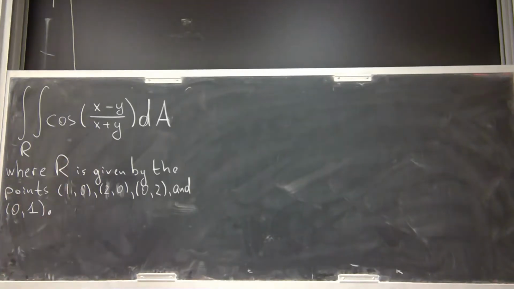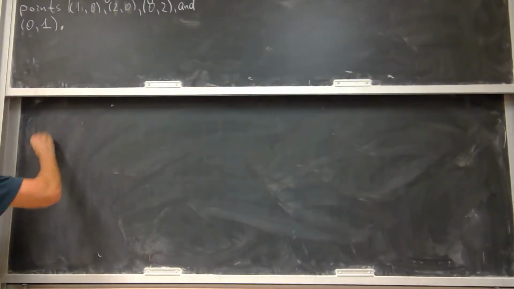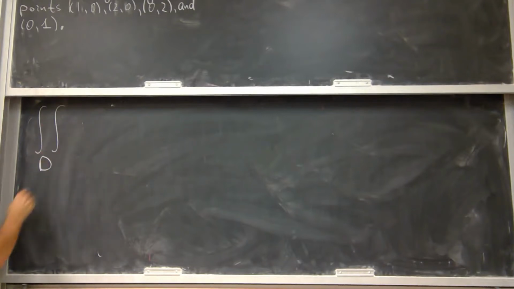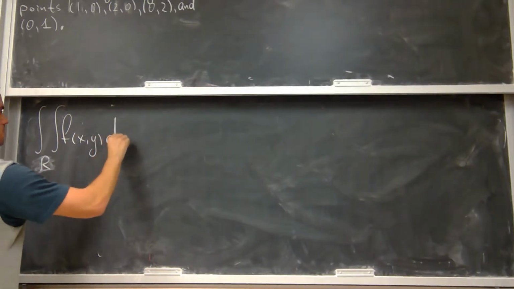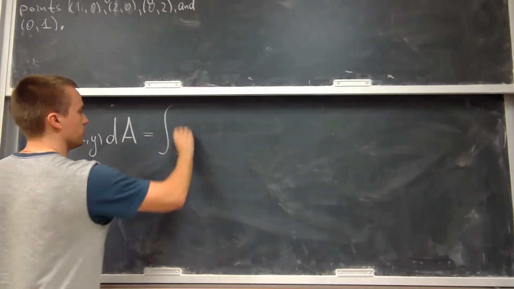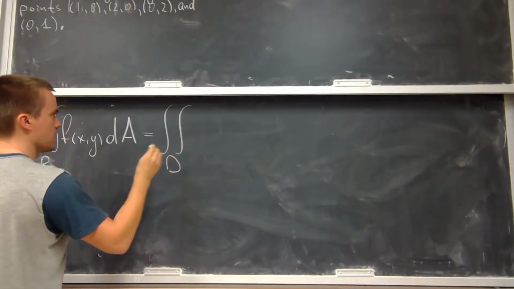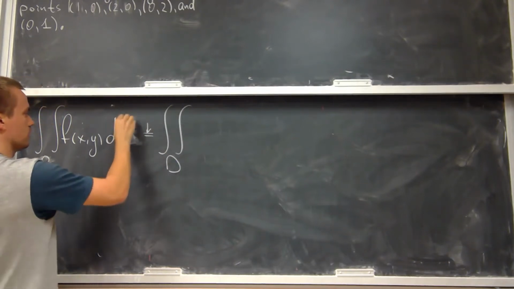So in this video I want to compute this integral by using change of variables in double integrals. So let's first recover the formula for change of variables. Change of variables says if we have the double integral over the region R in this case of my function f of x y dA, then I can rewrite this as the double integral over region D, and I'm getting this region D by applying the change of variables formula.